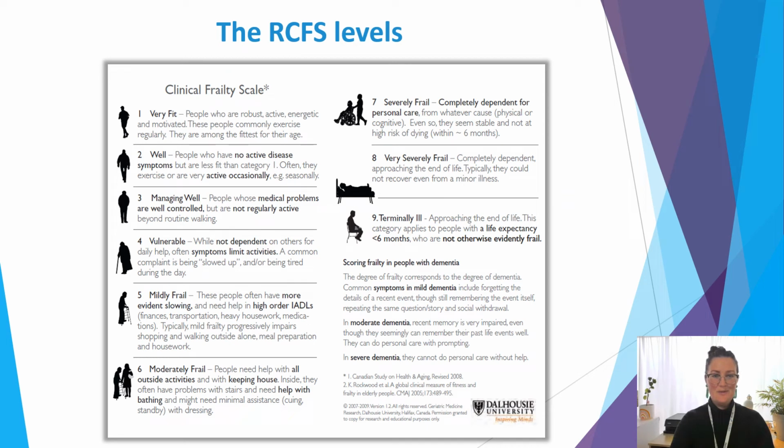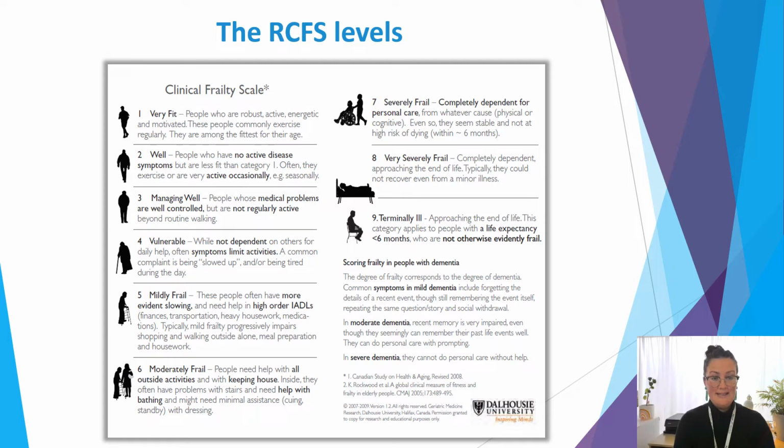So this is what the Rockwood Clinical Frailty Scale looks like. There's 9 levels, and it's based on the Canadian Study of Health and Ageing Frailty Index. It's a clinician-rated tool, and we use it to assess the resident at the point of the care assessment. So we can see here, level 1, 2, 3, and 4. We're starting off with someone who's very fit, no disease-related symptoms, and they're the fittest for their age.